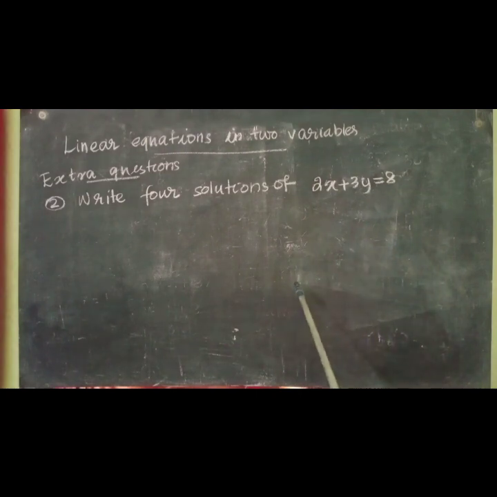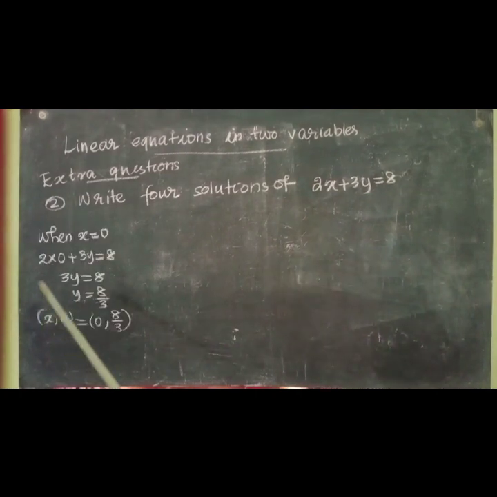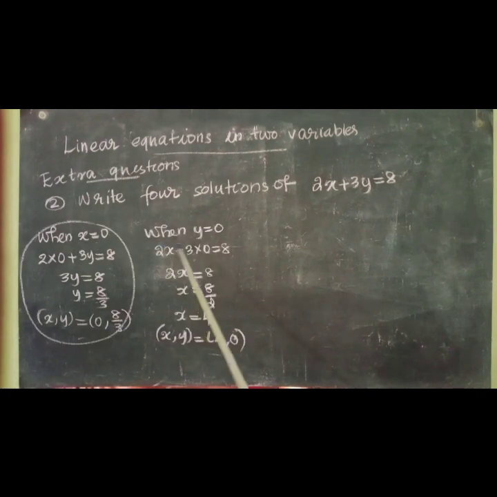So let us find out 4 solutions. One solution, when x equal to 0, we get 2 into 0 plus 3y equal to 8. That is 3y equal to 8, y equal to 8 divided by 3. Therefore (x, y) equal to (0, 8 by 3). Next, when y equal to 0, we get 2x plus 3 into 0 equal to 8. That is 2x equal to 8. x equal to 8 divided by 2. That is x equal to 4. Therefore (x, y) equal to (4, 0).